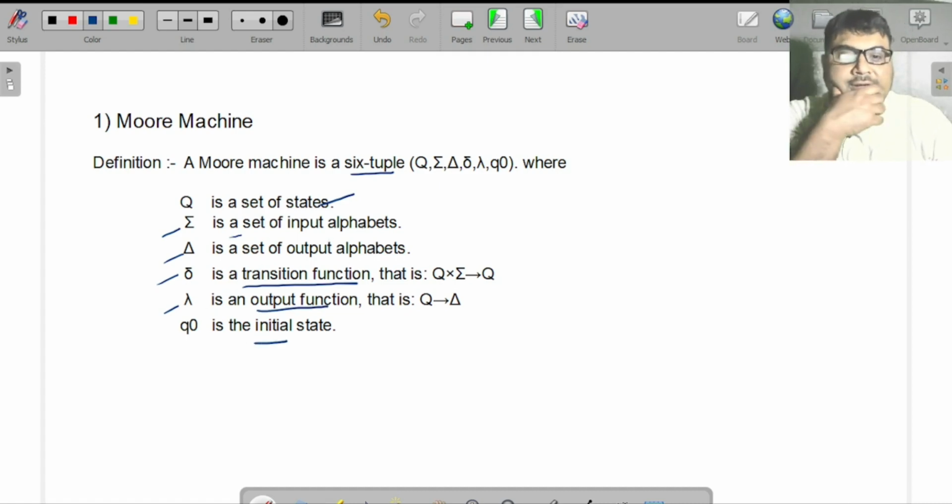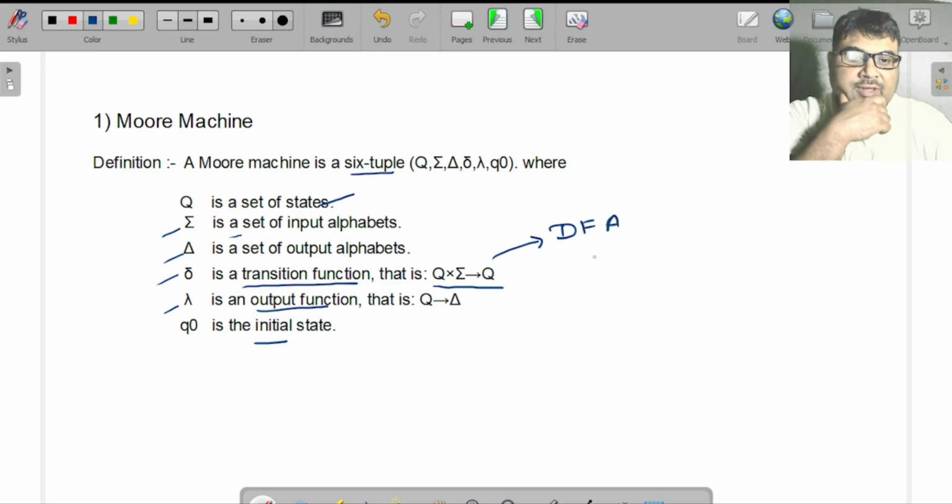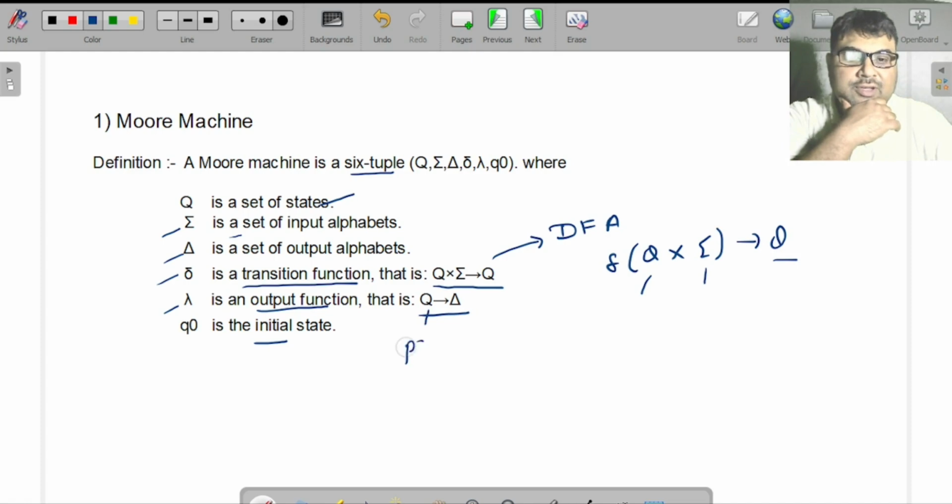Now if you look at this, it is a general transformation according to the definition of DFA. In a DFA, the transition function is written like this. What is the meaning of this? If you have a present state and a present input symbol, you reach some state. Apart from this, what is the output? Here the output is dependent on the present state only.